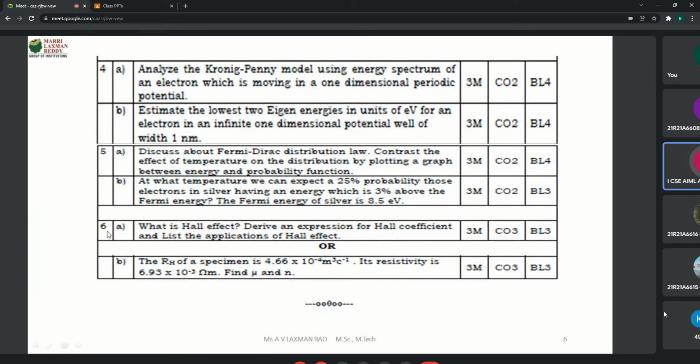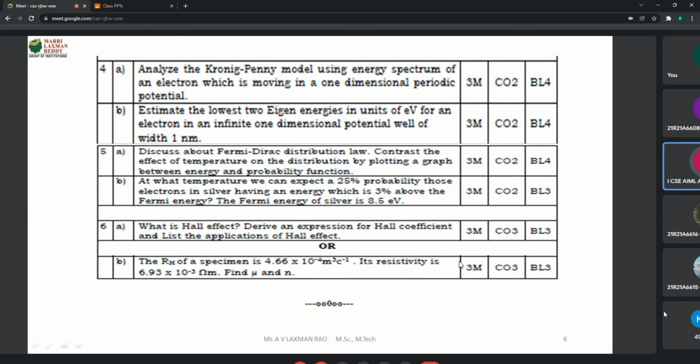And third is this one unit. If you take 6A and B, they belong to the third unit, only one will be given for 3 marks. Either theory or problem you can attempt. Is it okay? This is how the question paper pattern will be.